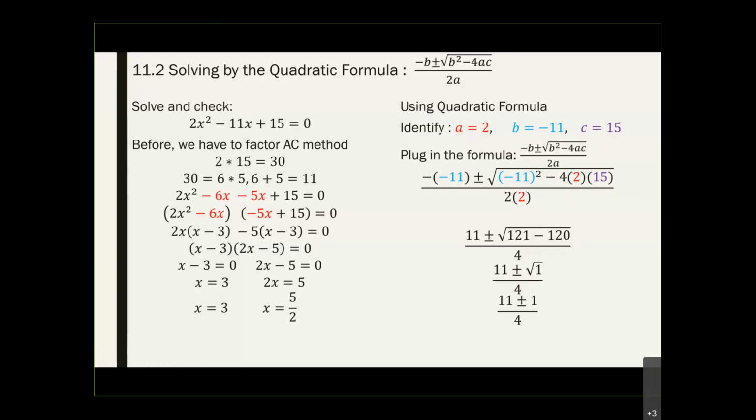So now the only thing different, ladies and gentlemen, is that 11 plus or minus 1 means 11 plus 1 and 11 minus 1. 11 plus 1 gives me 12, and 12 divided by 4 gives me 3. 11 minus 1 gives me 10, and 10 divided by 4 reduces to 5 halves. Any questions so far?